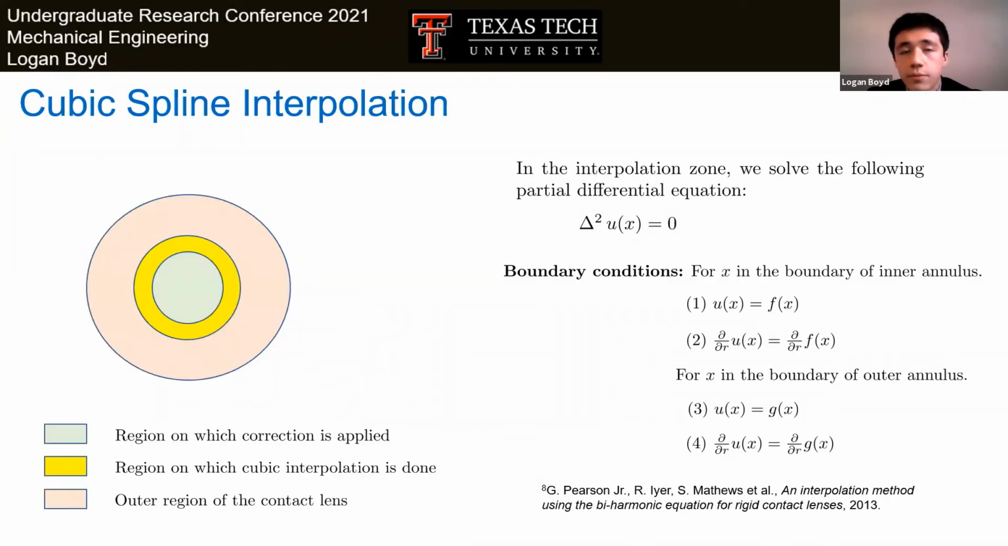Our solution to this obstacle is the cubic spline interpolation. This interpolation will span the corrected and uncorrected regions of the lens, and it will match the values at those two radii and the curvature of the lens at those two boundaries. This will smooth over the two regions and create a nice smooth front surface for our patient's lens.